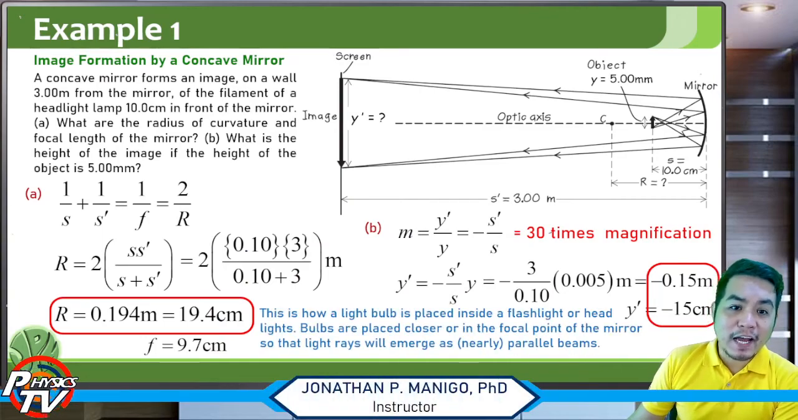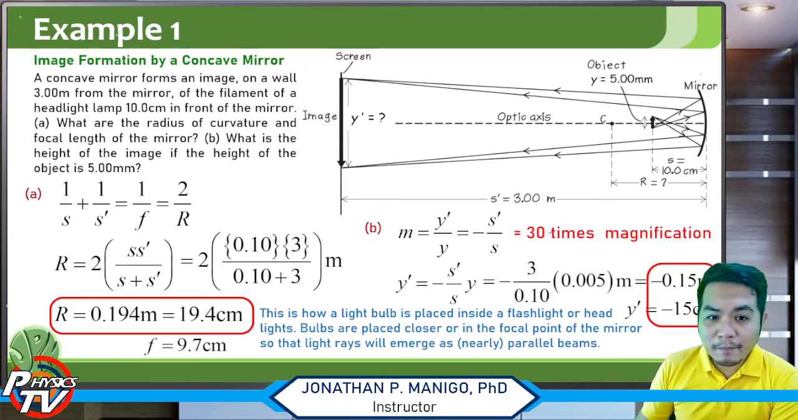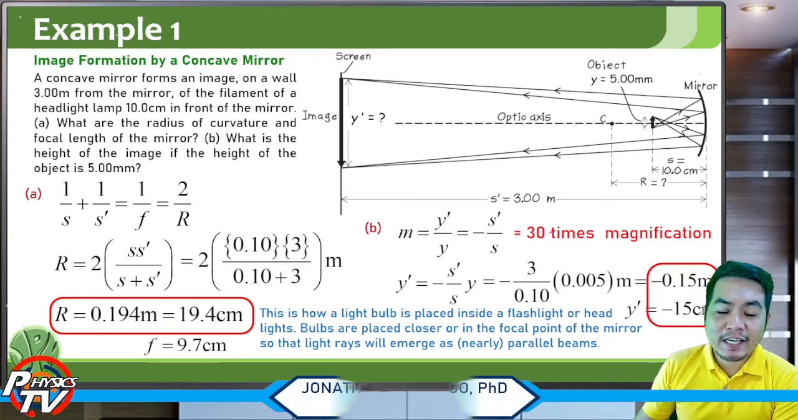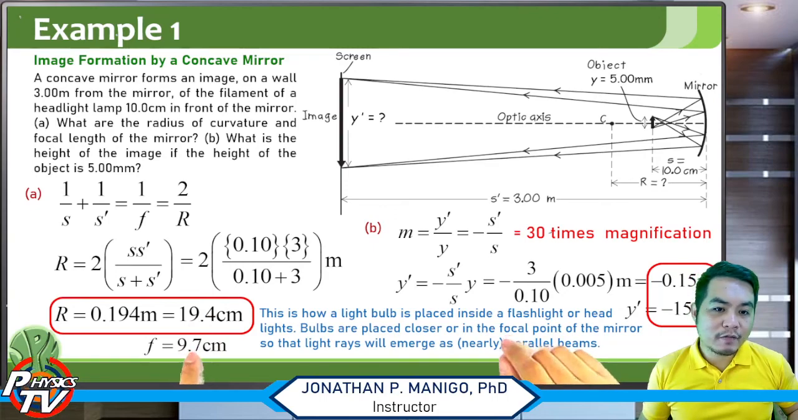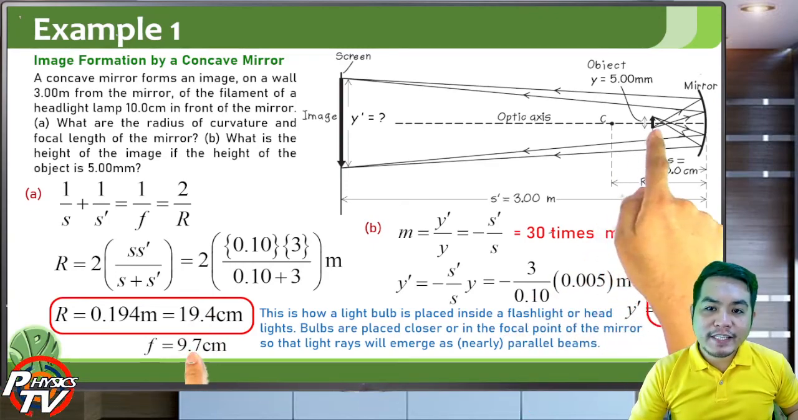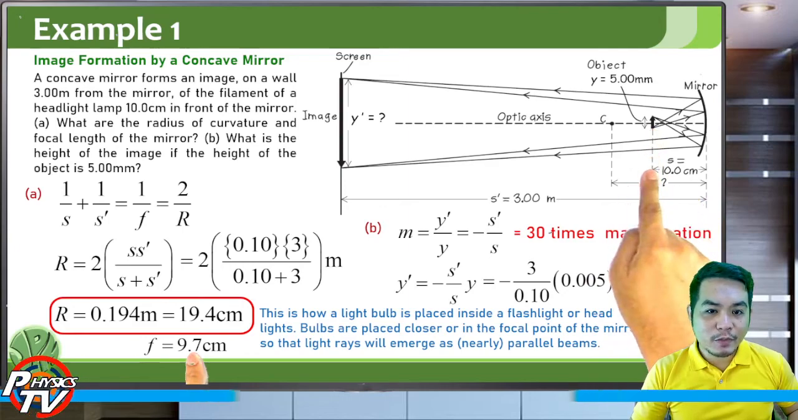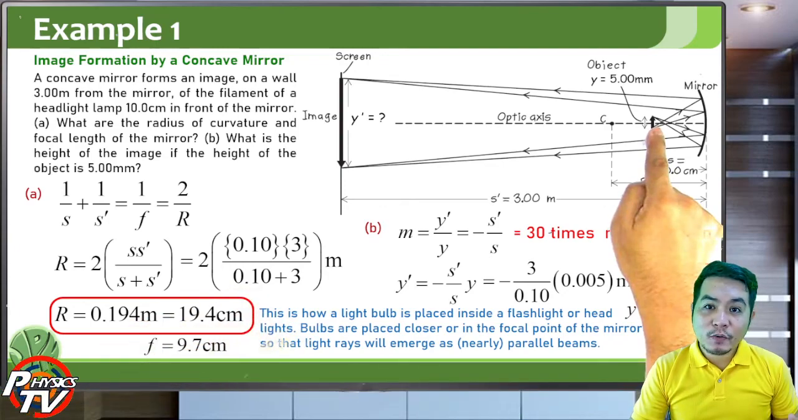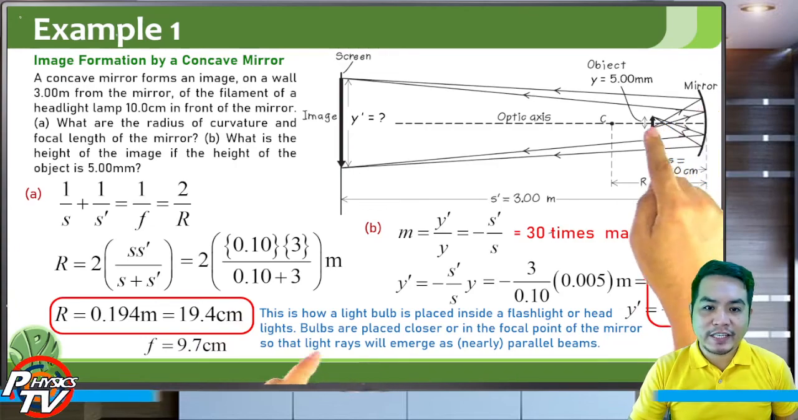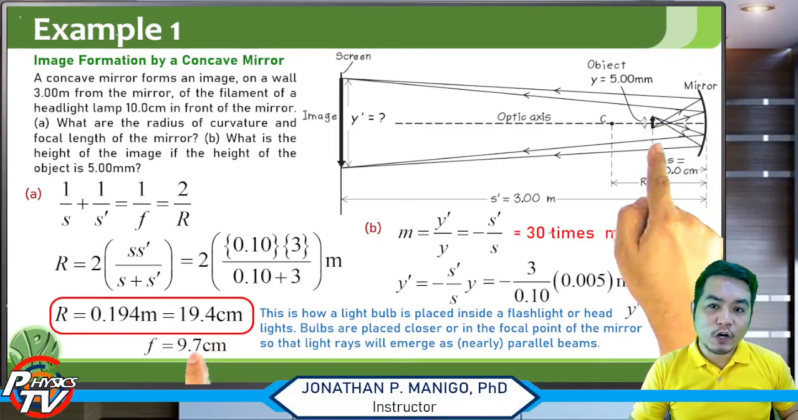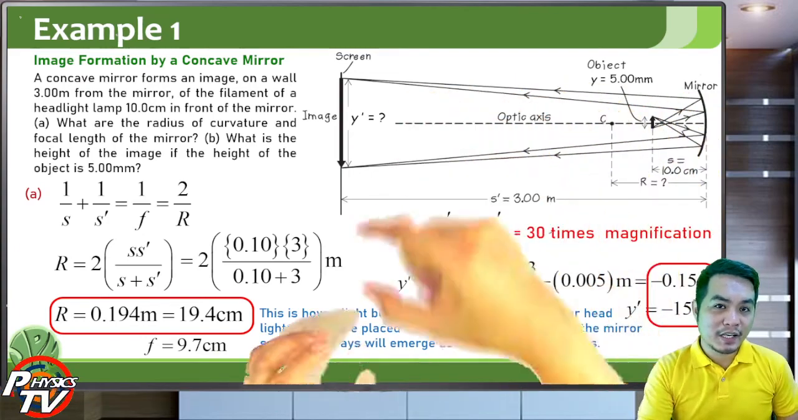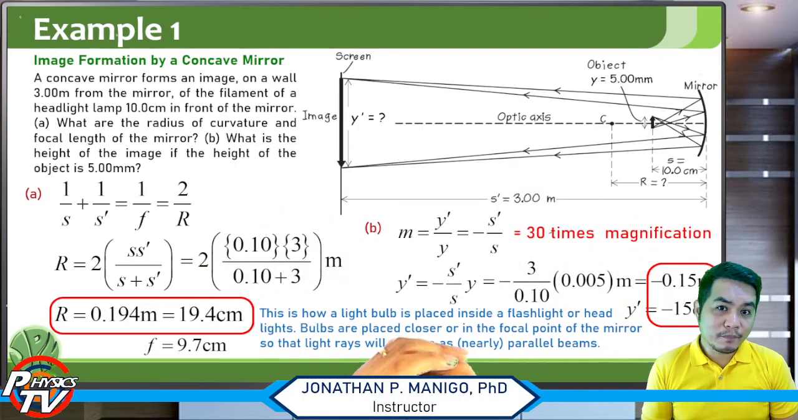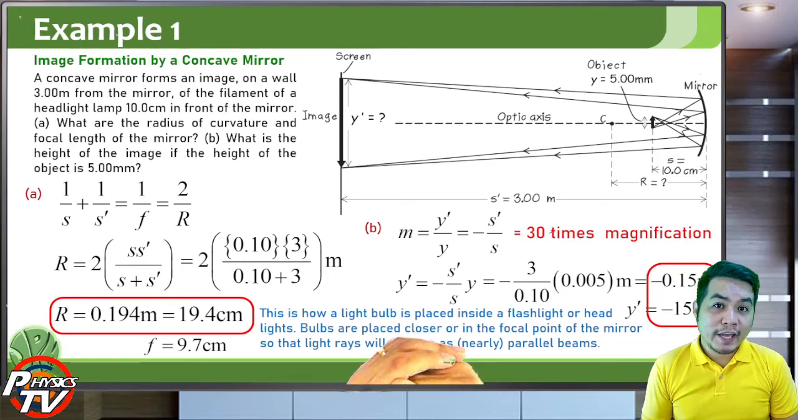So this is how a light bulb is placed inside a flashlight or a headlight lamp. Bulbs are placed close to the focal point of the mirror so that light rays will emerge as nearly parallel beams. The focal length of this mirror is 9.7 centimeters, and you place your object at 10 centimeters, very close to 9.7 centimeters. From the principal ray diagram, a ray passing through the focal point will emerge parallel to the axis. Since the object is not exactly at the focal point, it's nearly parallel. That's the concept of how to focus the light in a flashlight or headlamp. So they use a converging or concave mirror.